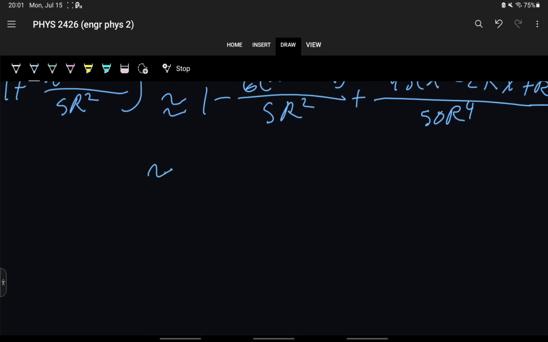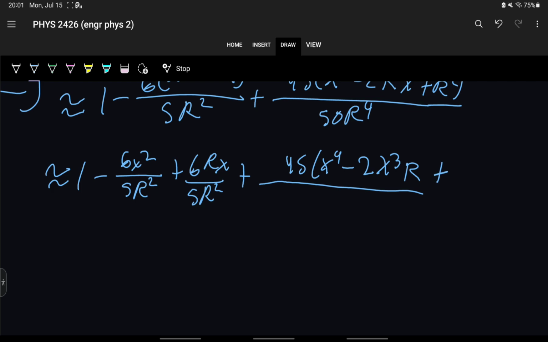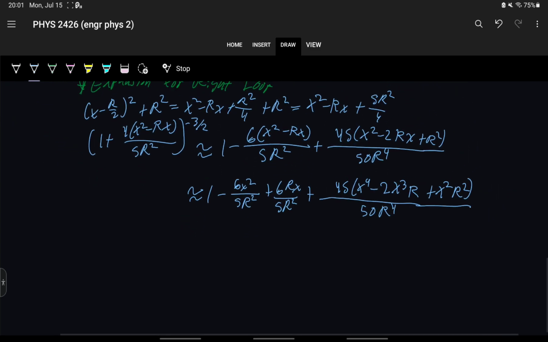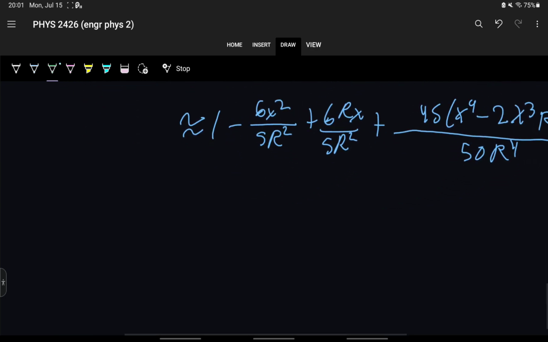And then similarly, we can write that as 1 minus 6x squared, all divided by 5r squared, plus 6rx, all divided by 5r squared, plus 45 times x to the power of 4, minus 2x to the power of 3 times r, plus x squared times r squared. And then that's all going to be divided by 50r to the power of 4. So let's now go ahead and combine the fields. So we're going to be summing the left and right fields.